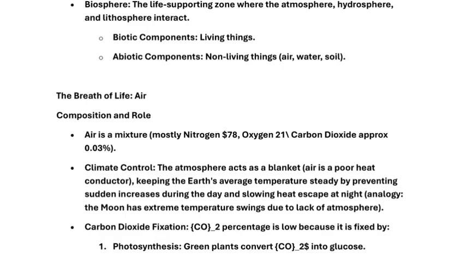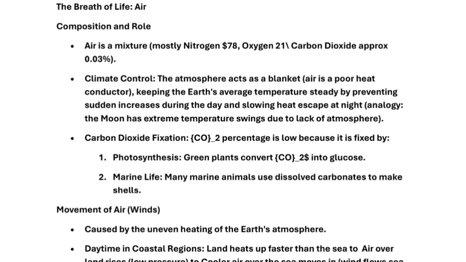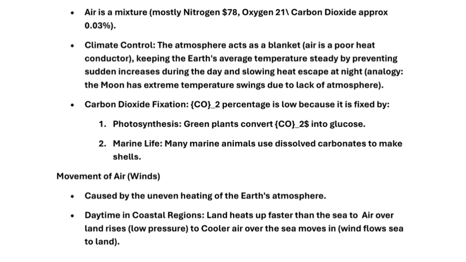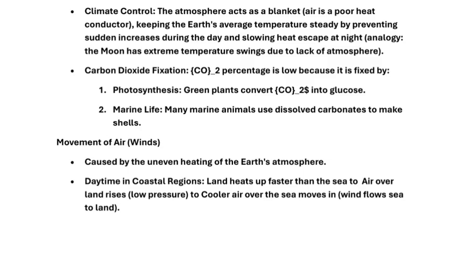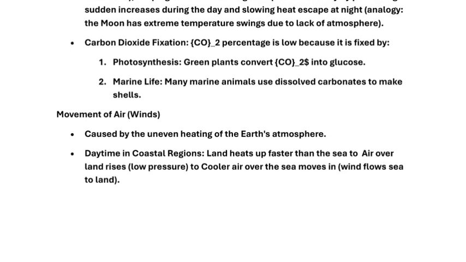The breath of life, air composition and role. Air is a mixture, mostly nitrogen 78%, oxygen 21%, carbon dioxide approximately 0.03%. Climate control: the atmosphere acts as a blanket. Air is a poor heat conductor, keeping the Earth's average temperature steady by preventing sudden increases during the day and slowing heat escape at night. Analogy: the moon has extreme temperature swings due to lack of atmosphere.